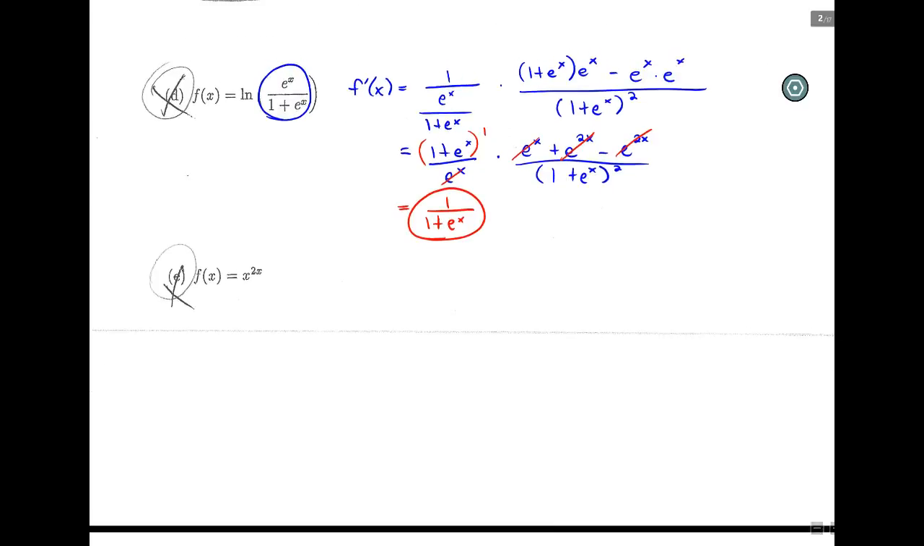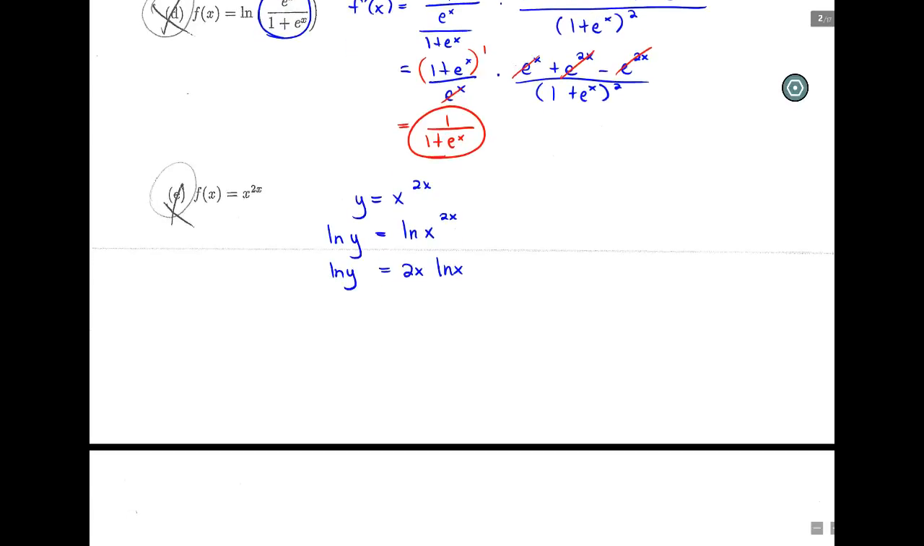Okay, the next one. Whenever you have a variable in the base and the exponent, we do something called logarithmic differentiation, because we can't do the power rule, since the variable is in the exponent. So what we want to do is get the variable out of the exponent by taking the natural log of both sides. This allows us to move the 2x to the front.